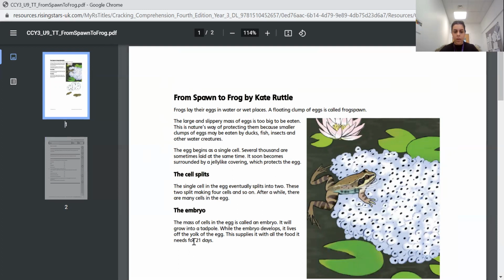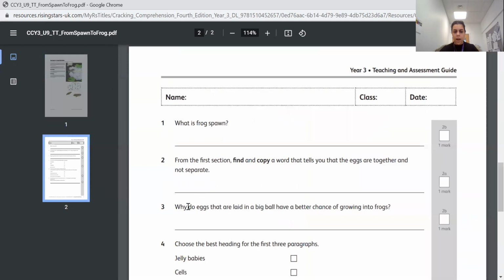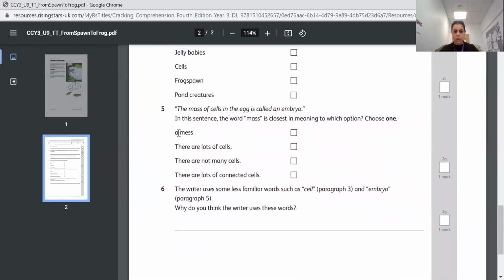So pause the video and have a read of that if you need to. And then have a think about which is your answer going to be. Is it the mess, which is a word that looks similar to mass because a letter is missing? There are lots of cells, there are not many cells, or there are lots of connected cells. Pause the video and have a go at doing that question.